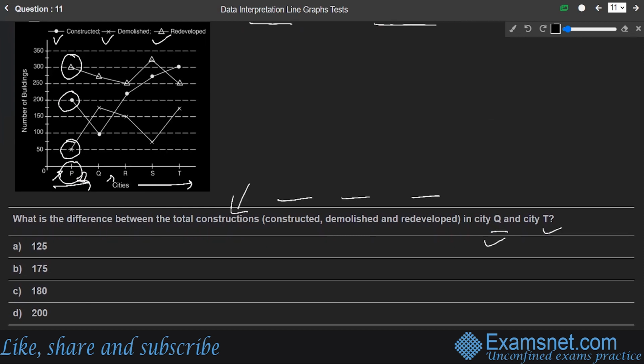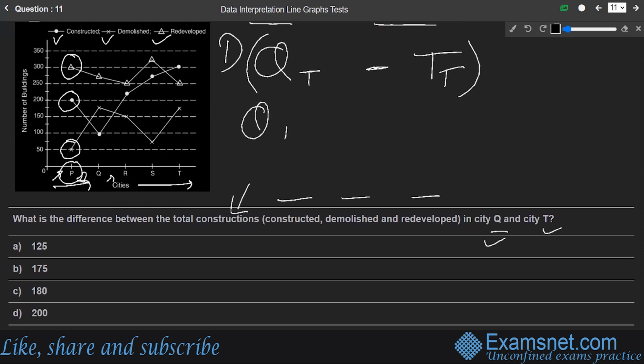Okay, we have to find out the total construction of city Q and the total construction of city T, and then find their difference. That is what the question is asking. So for finding the total construction of T, we are supposed to add all the values: the constructed ones, the demolished ones, and the redeveloped ones also.